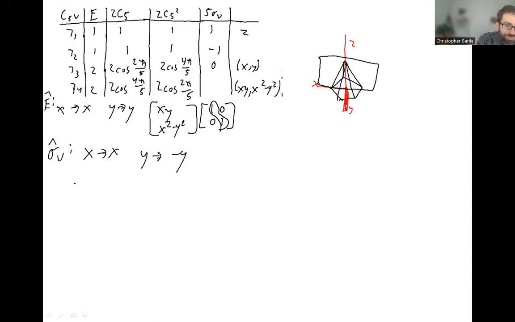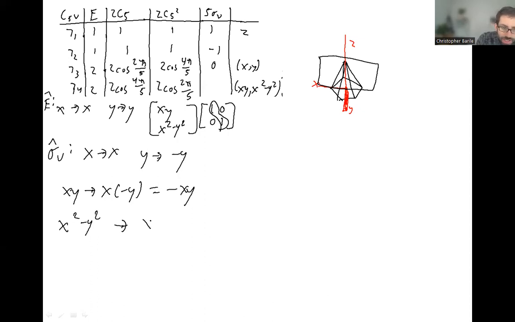So now, what does xy go to? Well, x went to x and y went to negative y. So xy goes to x times negative y, which is negative xy. So the character is going to be, for that part, a negative 1, right? But we know these transform together, so we have to also consider x squared minus y squared. We know x squared minus y squared and xy transform together.